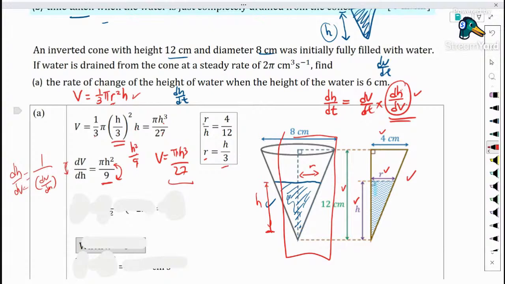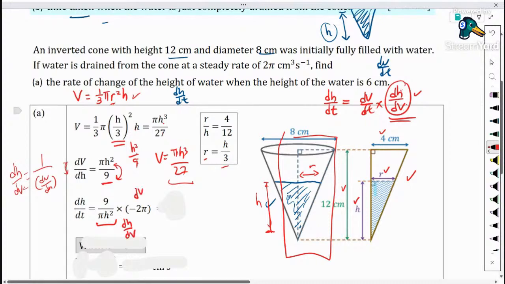And now, in order to find dH/dt, which equals dV/dt multiplied by dH/dV, or you can have dH/dV multiplied by dV/dt, it doesn't matter, as long as both of them are there, no matter which one comes first. So I have the following result. So check, this is the dH/dV. The other one is the dV/dt.